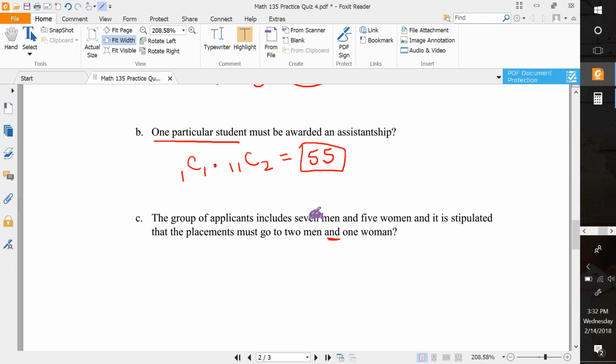So we're doing this in succession, so we are multiplying because we have to get the entire group of 3 people. So the 7 men, we're going to choose 2 of them times the 5 women, we're going to choose 1. So 7 choose 2 is a total of 21. 5 choose 1 is 5. If we multiply those together, that's going to be 105.